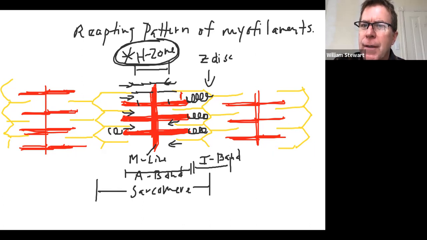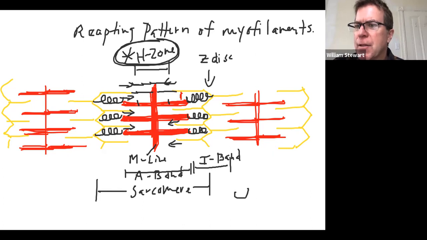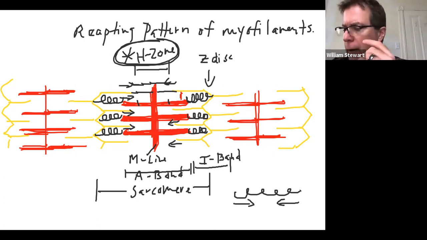So think of this as an elastic band that when a muscle gets stretched out, not when it contracts, when it gets stretched, these coiled springs get stretched like this. And then when the muscle is no longer stretched, this recoils because it's elastic back to its original shape. All right, now that's enough of that.